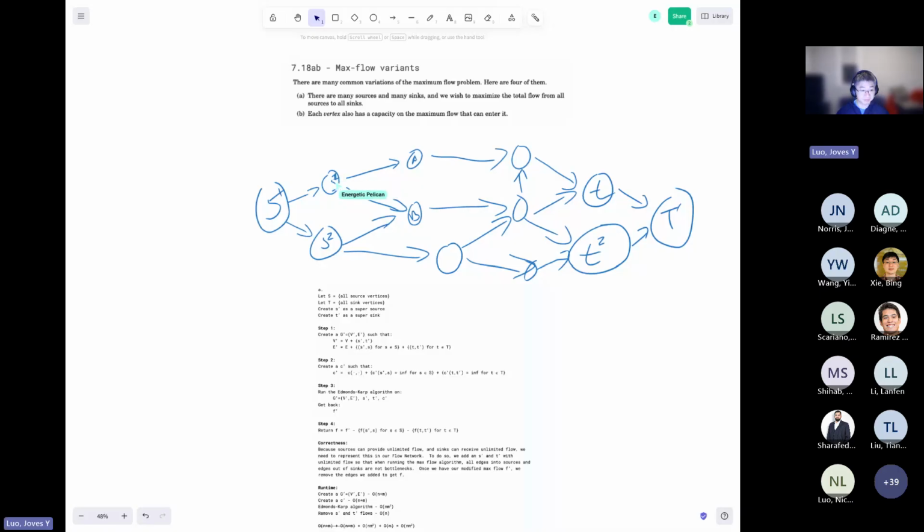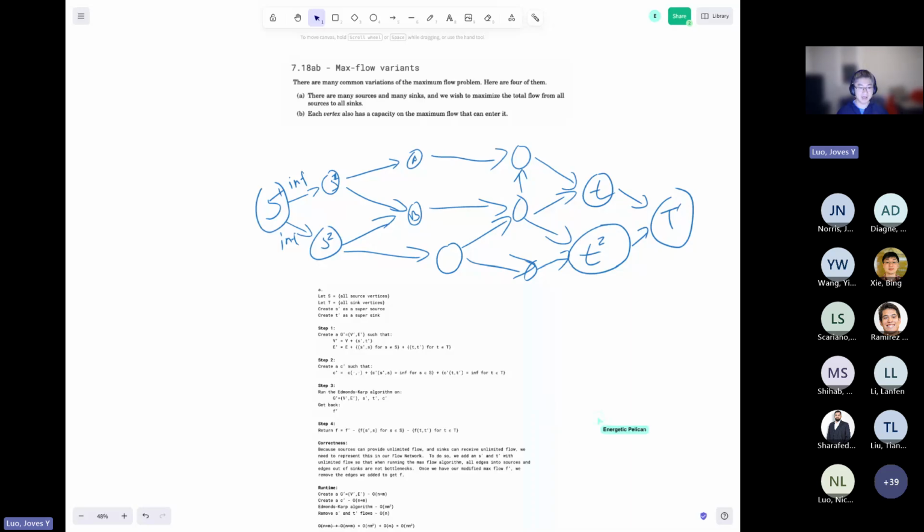That's a 1. That's a prime. I apologize for my ugly handwriting. And then we are going to create these capacities, but all the capacities are the same, but this capacity right here is going to be infinite, and then this capacity right here is going to be infinite. Okay. And then we're just going to run Edmonds-Karp with this new super source and super sink.